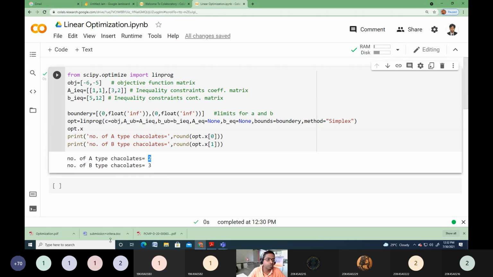So like that, we are going to solve any linear optimization problem with these steps. That is sufficient.